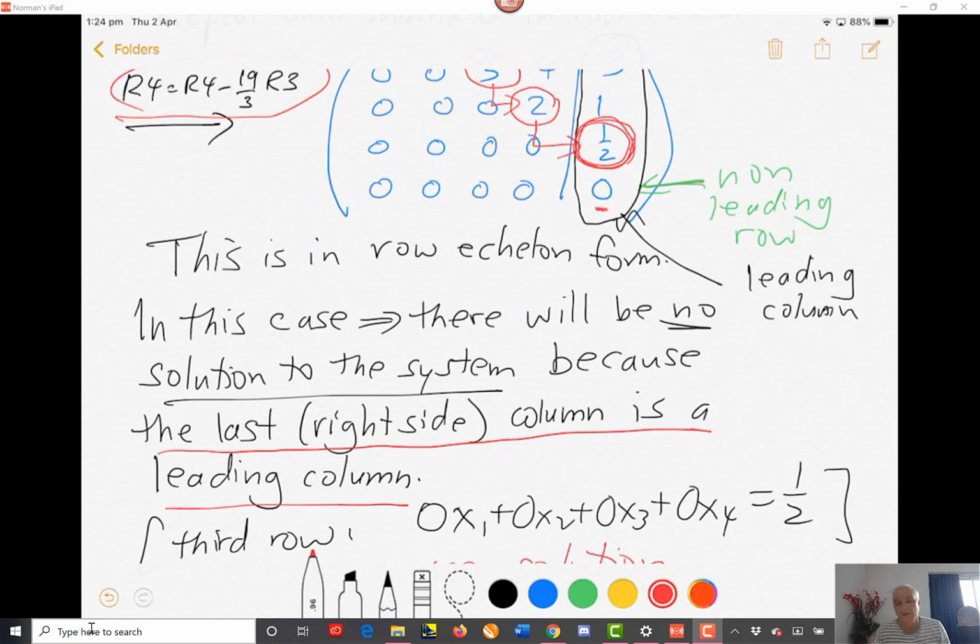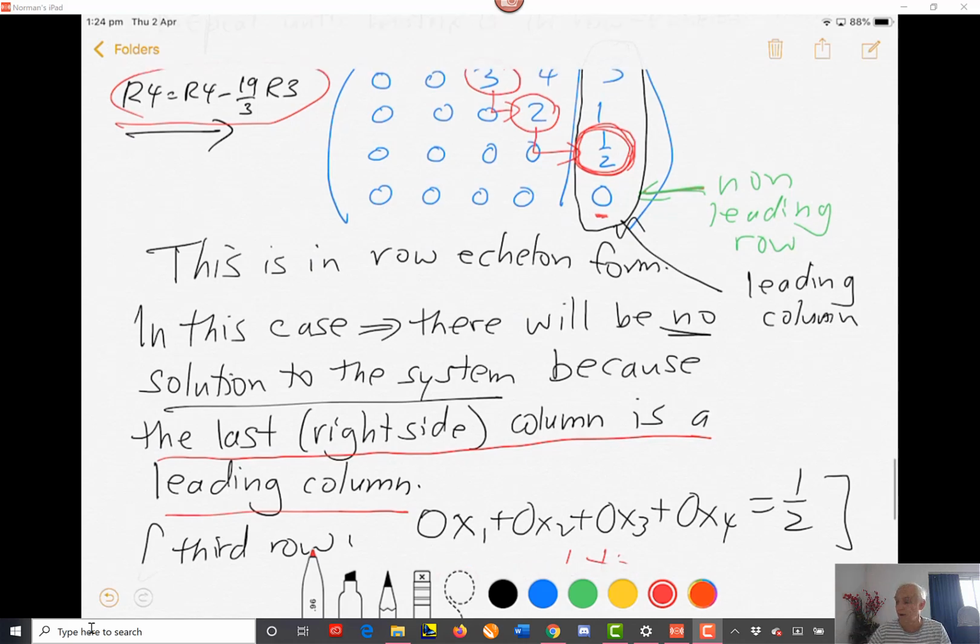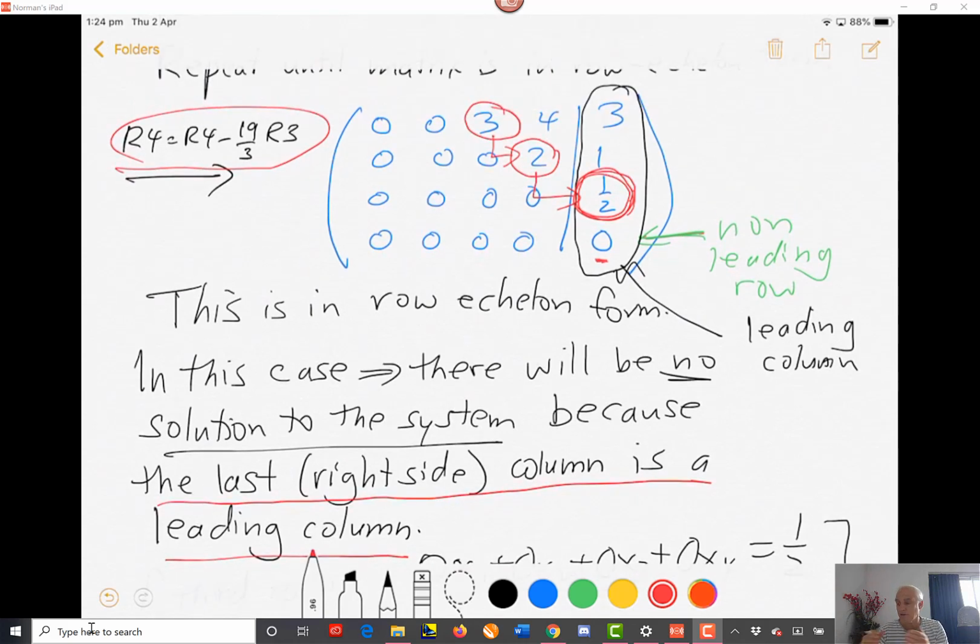So this is why it's good to pause at this point. It's a kind of a halfway point. But sometimes this is the end of the road. Sometimes you don't go beyond this. You recognize, wait a minute, there is no solution to this system. Okay, we've gotten to the row echelon form. We've recognized that that last column is a leading column. Therefore, there can be no solution.